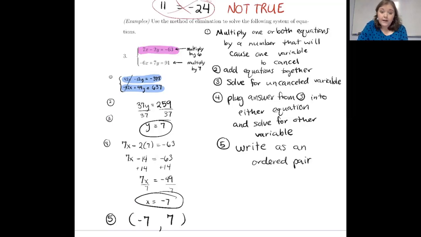So also for an inconsistent system, at some point, I believe around step 2 and 3, once you add those equations together and try to solve it, you're going to end up getting something that is a contradiction. So it'd probably be like 0 equals some number like 5 or something like that.